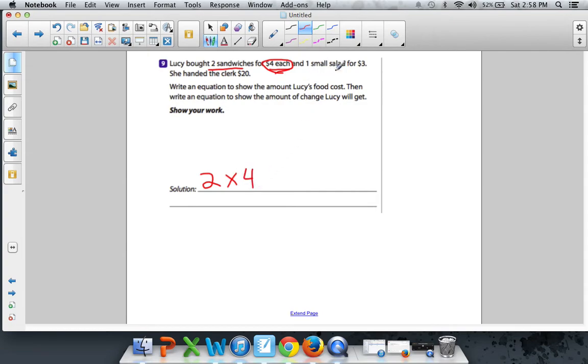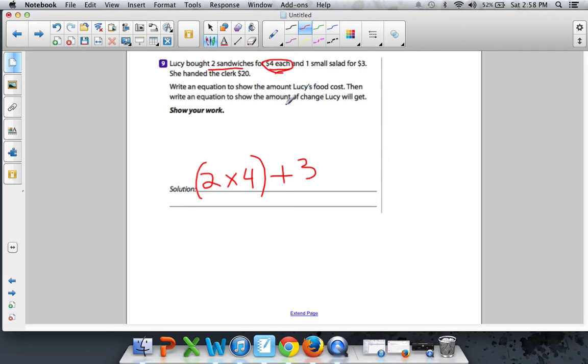And 1 small salad for $3. Oh, Mr. Graham forgot something. He has multiplication, but you know what? He has to go ahead and put in parentheses. And 1 small salad for $3. So go ahead and do plus 3. She handed the clerk $20.